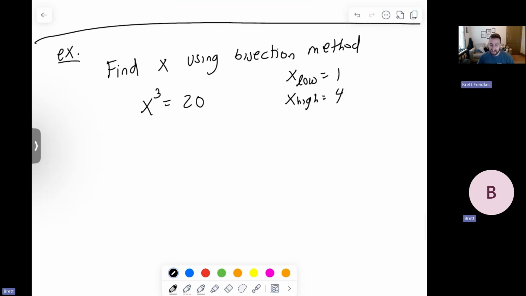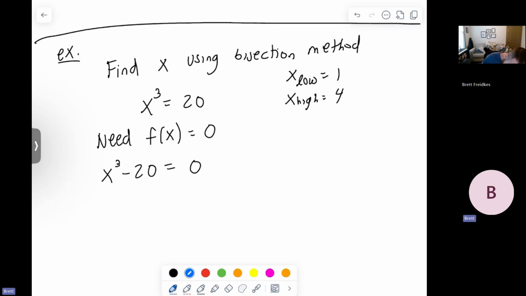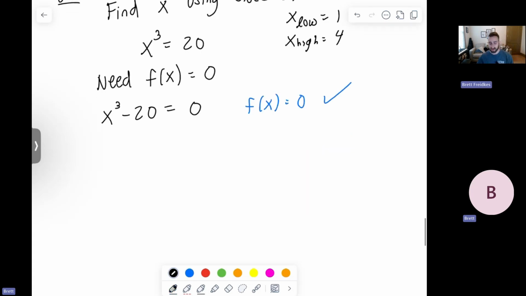Okay, so we have x cubed is equal to 20. We're trying to find that root. We are not in the form of f of x is equal to 0. We need f of x is equal to 0. So to do that, I'm going to subtract 20 from both sides, and now I have f of x equal to 0. That's great.